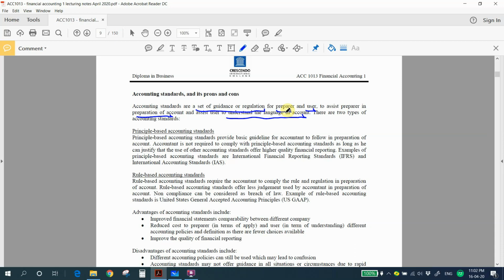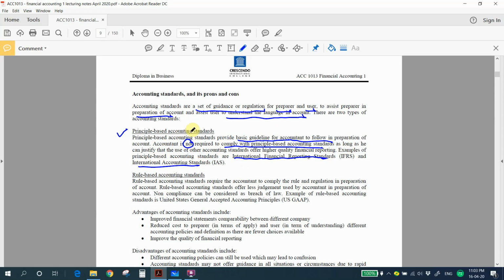So for the accounting standard, we have two types. The first type is the principle-based accounting standard. A principle-based accounting standard provides a basic guideline for accountants to follow in the preparation of accounts. Accountants are not required to comply with a principle-based accounting standard as long as they can justify that the use of another accounting standard offers a higher quality in the financial reporting. Examples of principle-based accounting standards are the International Financial Reporting Standards and International Accounting Standards.